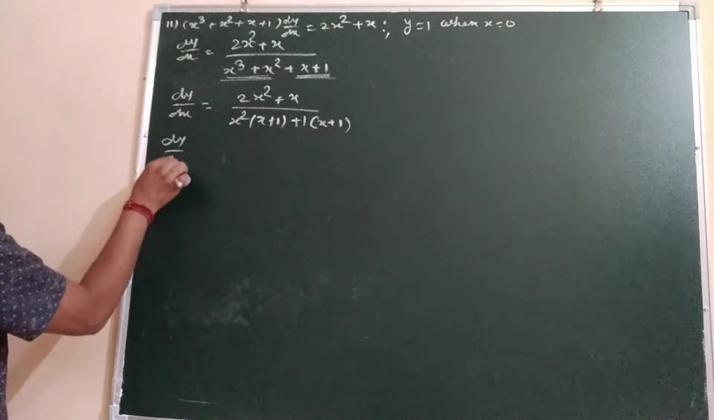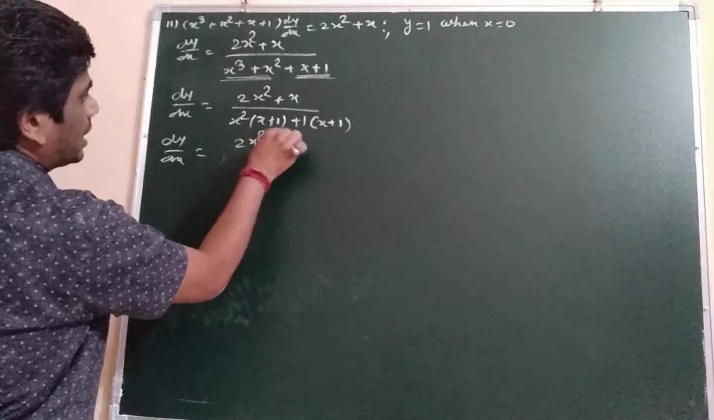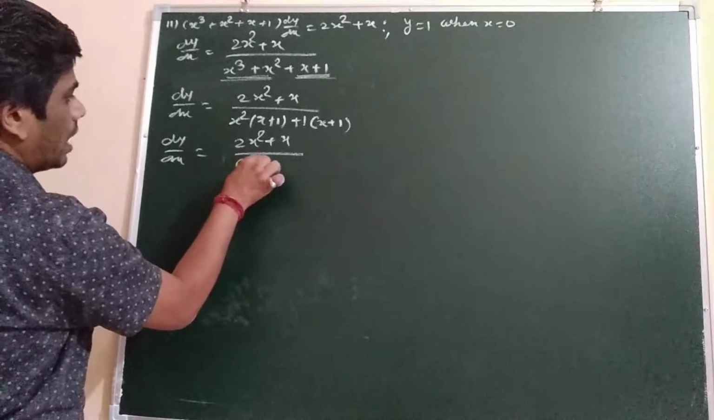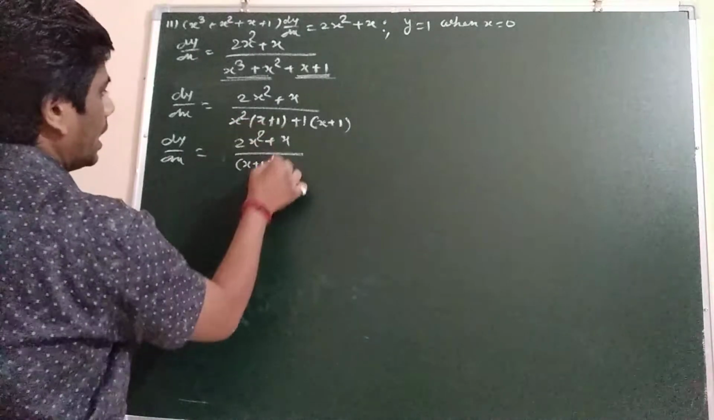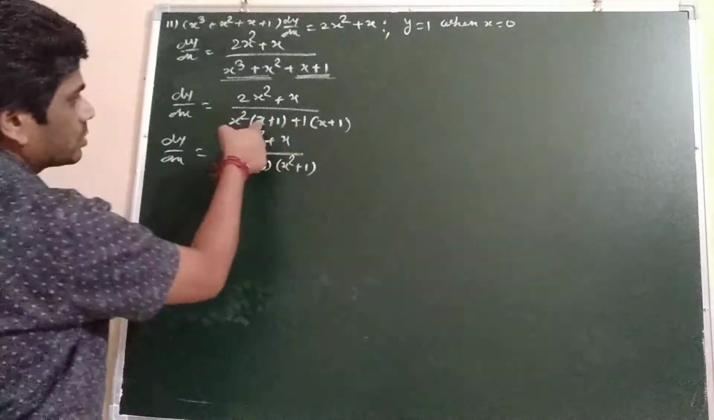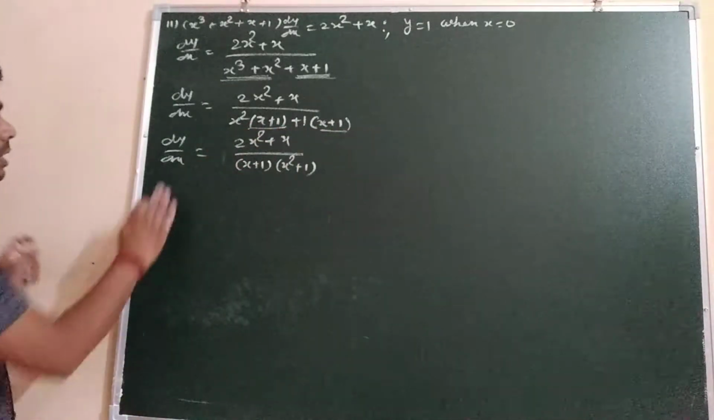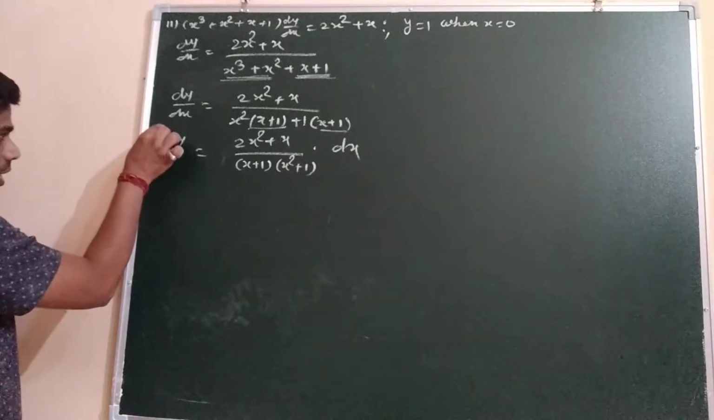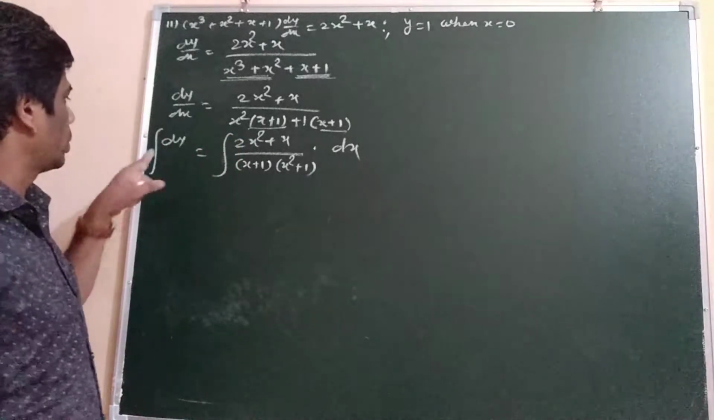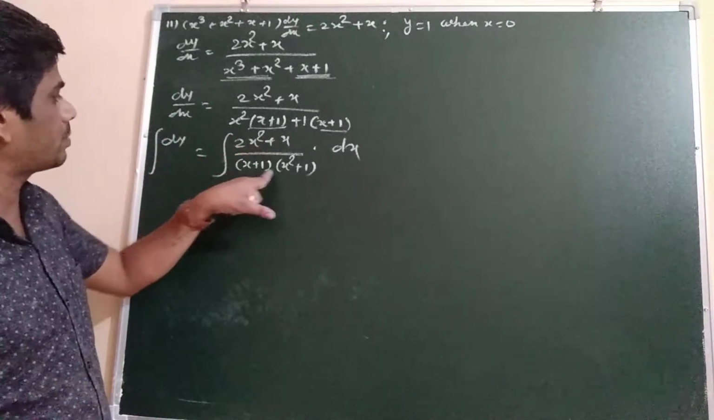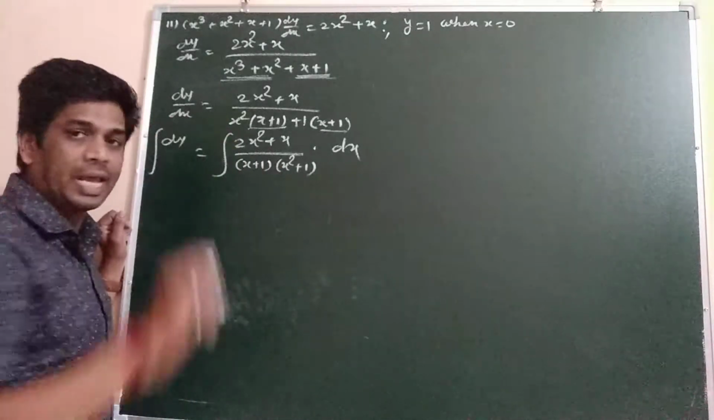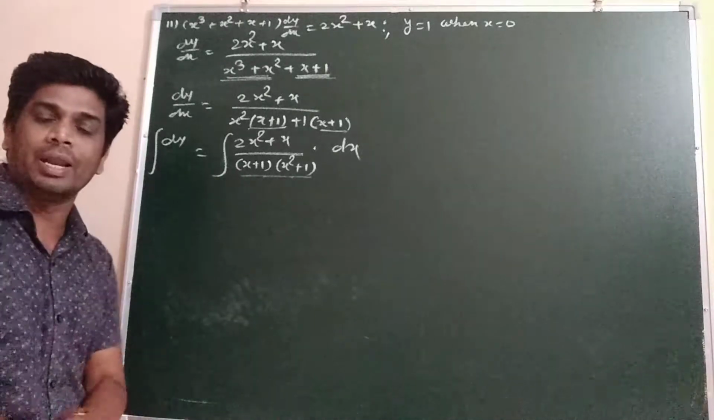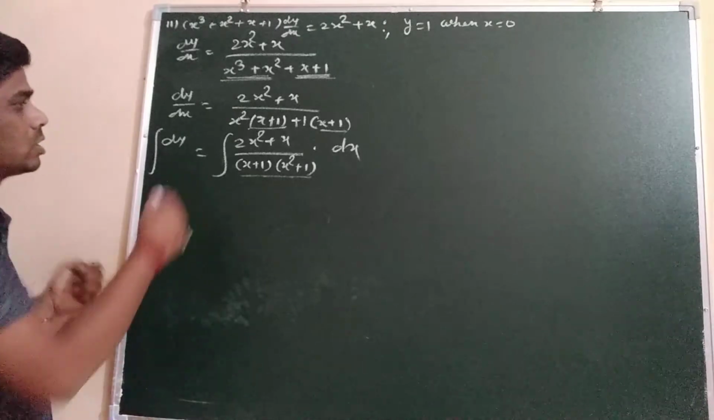Now dy upon dx equals 2x square plus x upon x plus 1 into x square plus 1. We took x plus 1 common, so we got x square plus 1. We can multiply dx here and integrate both sides. So you will get dy equals 2x square plus x upon x plus 1, and in the second bracket x square plus 1. Here in the denominator there is a product of two brackets, so we can apply partial fractions to solve this differential equation.